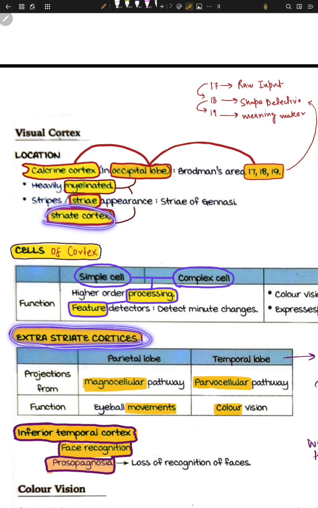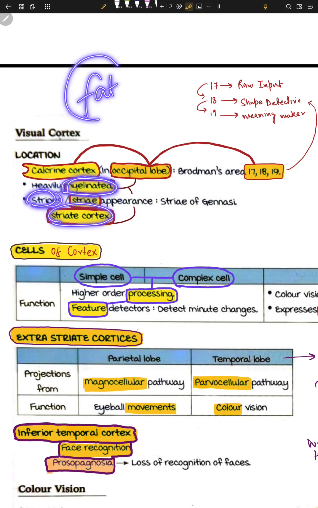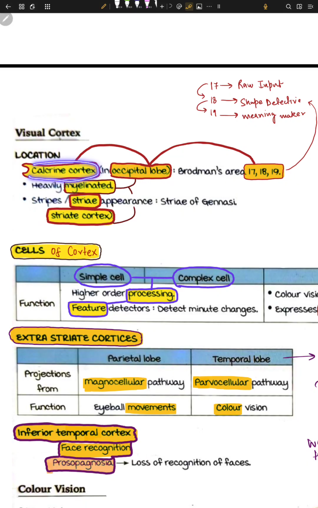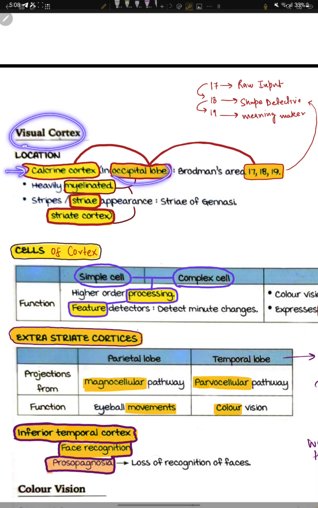So let's study the striated. Why do we have striated? Striated because they have something called stripes, and these stripes are heavily myelinated. Heavily myelinated means they have a lot of fats on the axons. And if they have a lot of fats, it means they are fast communication. It's very fast. And there's something called the calcarine cortex, which is present in the occipital cortex, and the location of this whole visual cortex is the calcarine cortex.